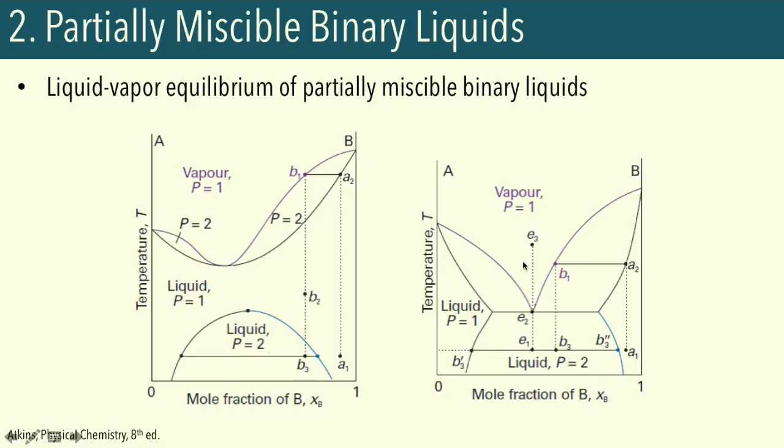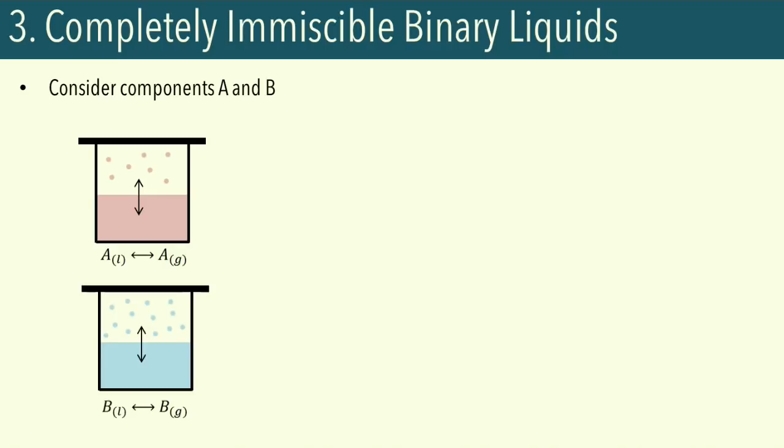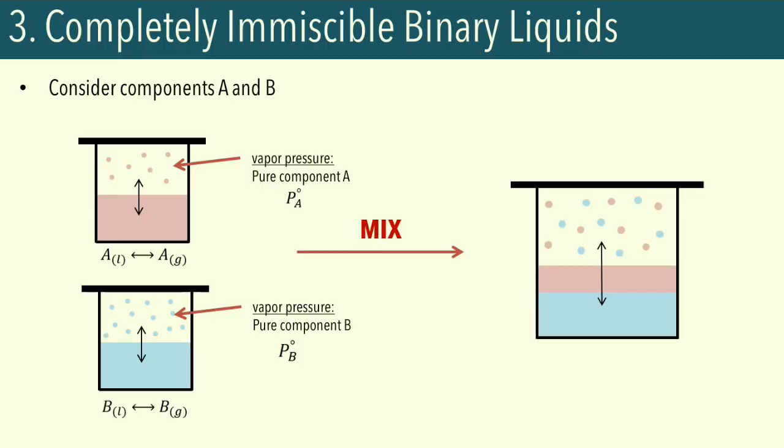Now let's move on to our third and final case for binary liquid systems. This is a case when we have a completely immiscible binary liquid system. Again, let's consider components A and B. Of course, each of these components is going to have its corresponding pure vapor pressure. If we mix them together, since these components are completely immiscible in one another, we're going to be forming two layers. Keep in mind again that the arrangement of these layers from top to bottom is going to depend on the densities.